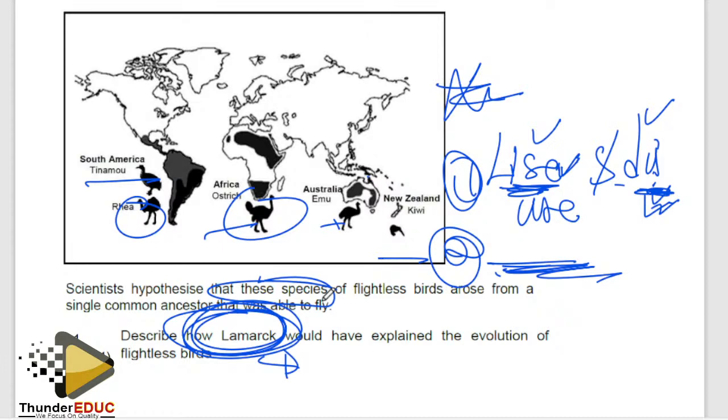Elephants did not evolve. There is not enough evidence to show that elephants acquired long trunks through using it frequently. And then the elephants did not acquire the long trunks because they wanted to acquire it. So you have to apply so that you are able to obtain a mark. Is it clear, guys? Distinction material.